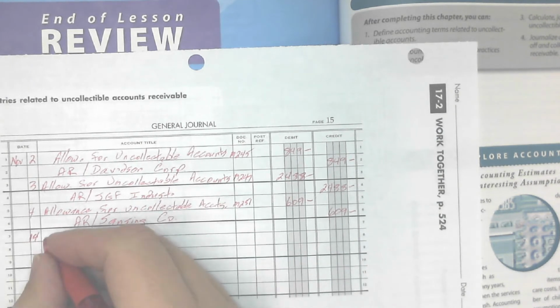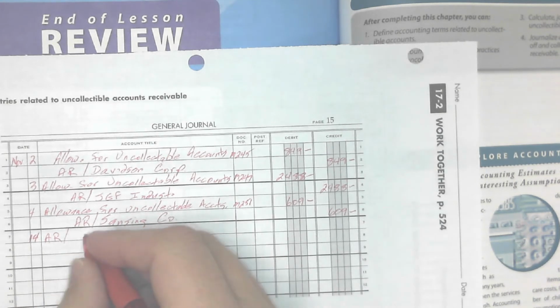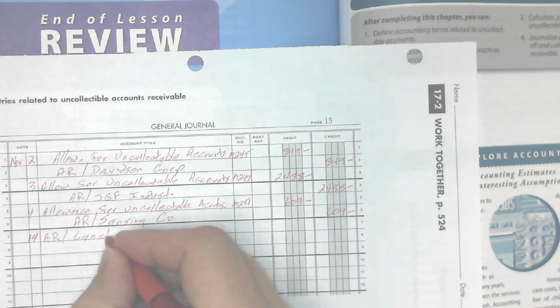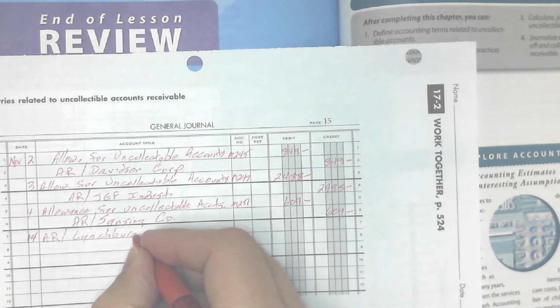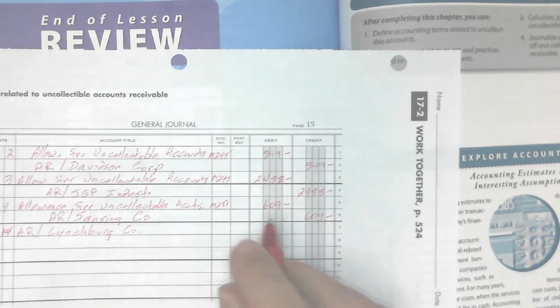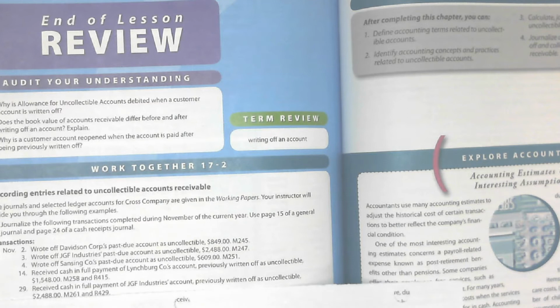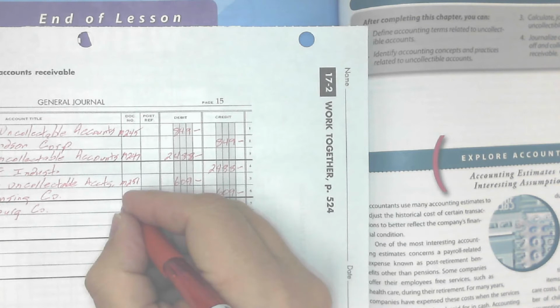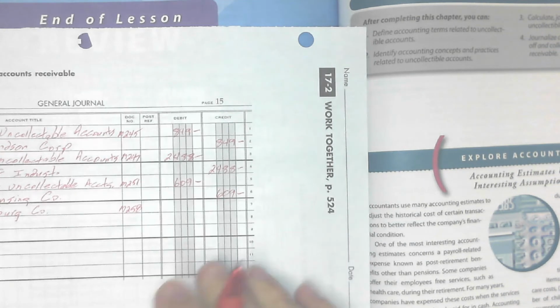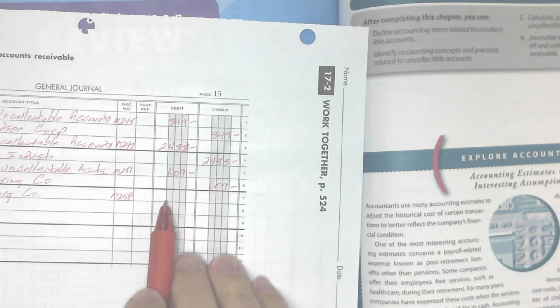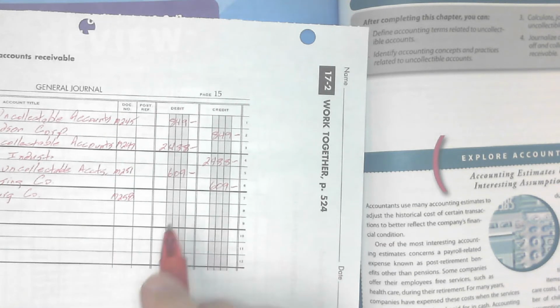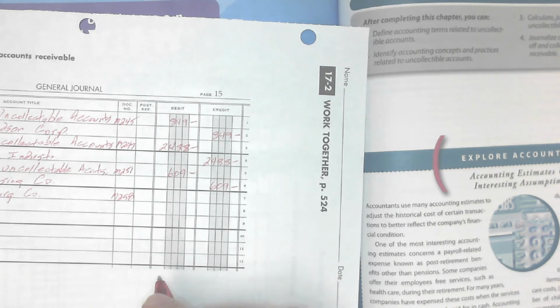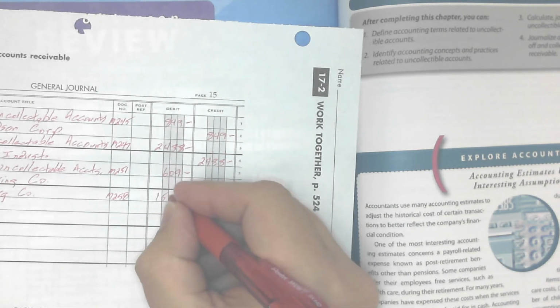So we'll have accounts receivable. This is Lynchburg Corporation. And we're looking for the M258. And then this amount, like I said, is opposite, so we're going to go in the debit column for this one. The amount that they paid in was $1,548.